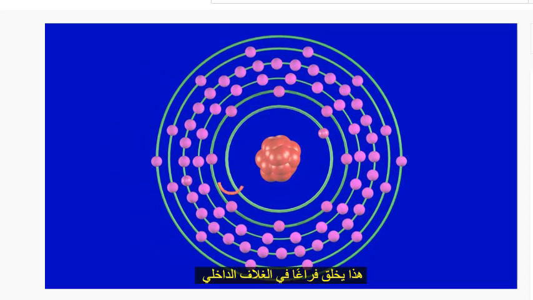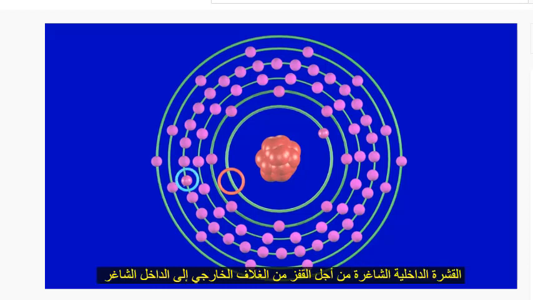This creates a vacancy in the inner shell. Atoms with a vacant inner shell are not stable. One of the electrons from an outer shell will jump to fill the vacant inner shell.